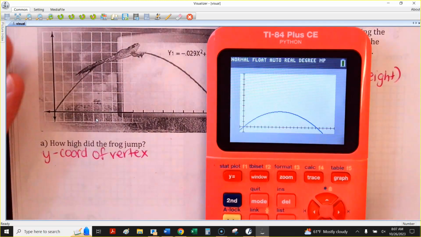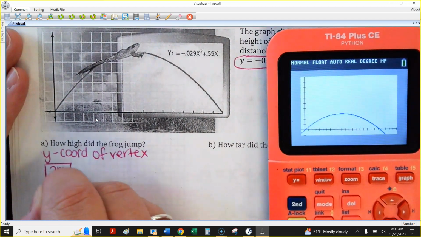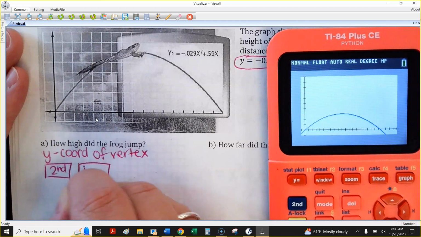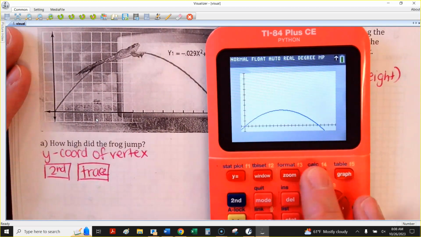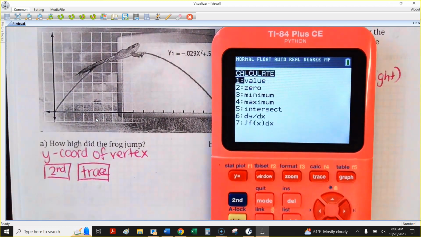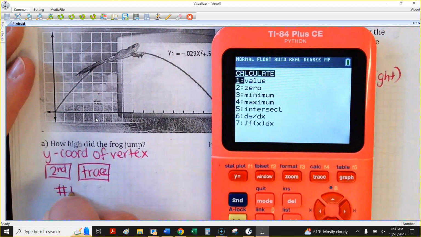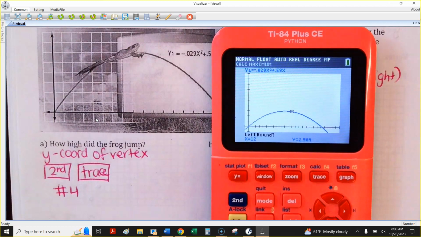All right, so same menu. We're going to hit second trace. All right, and then if I want to find the height that the frog reaches, the maximum height, which one of those do you think I'm going to pick? There you go. Okay, so number 4 here, the maximum. This is similar to the zeros. So it'll say left bound.